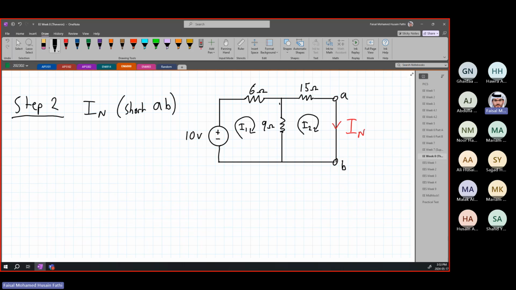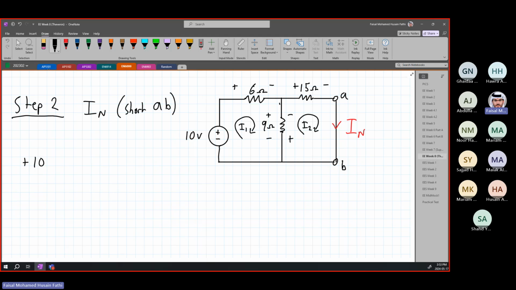Or you can also apply, by the way, the current divider rule, which is the same thing, but I prefer to use this. So if we use mesh, if you remember, KVL for both loops. For the first loop we're applying KVL, going in that direction, so it's going to be plus minus for the first loop. For the second loop, this is going to be plus minus and plus minus in that direction.